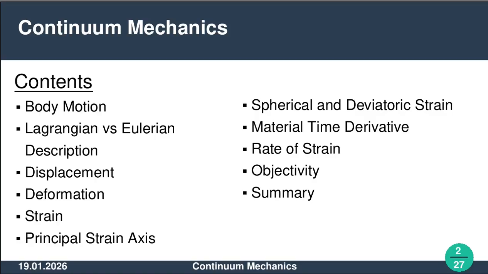We will also show how to rewrite strain, for example, in principal strain axis. We will talk about spherical and deviatoric strain, material time derivative, what is a rate of strain. We will talk a little bit about objectivity in continuum mechanics, and finally we'll do a summary.